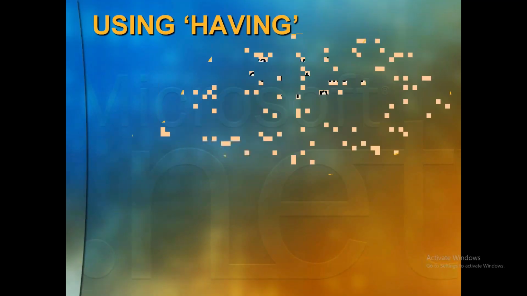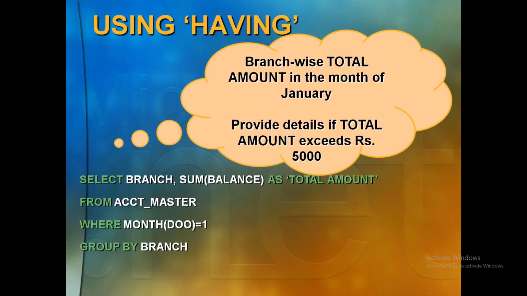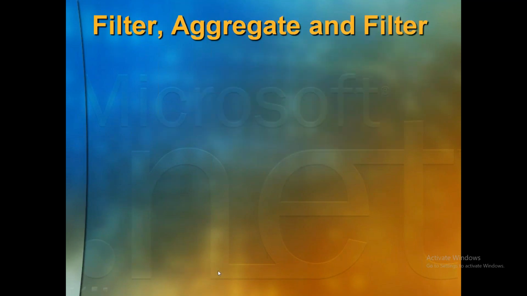So people may ask you a lot of questions like this. Branch wise total amount in the month of January. Provide details if amount exceeds 5,000. So branch wise means this is the query, month of January, month of DO is equivalent to 1, or you can say date part comma DO equals to 1. After that you need to have having sum of balance greater than 5,000. Clear? Filter, aggregate, again filter.